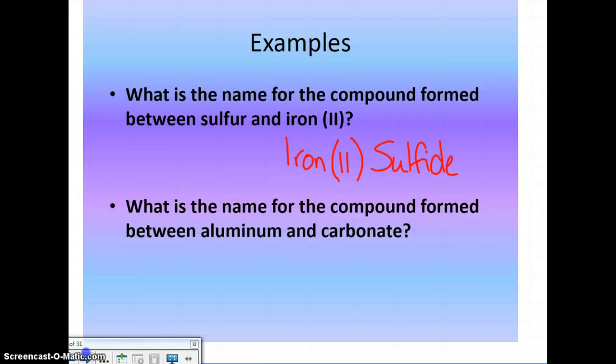All right, the next one, we have aluminum and carbonate. So aluminum, and aluminum's in the 3+ column, which means we don't have to use a Roman numeral. And then carbonate is a polyatomic, so we're just going to use the name as it is, carbonate. Okay, just like that.